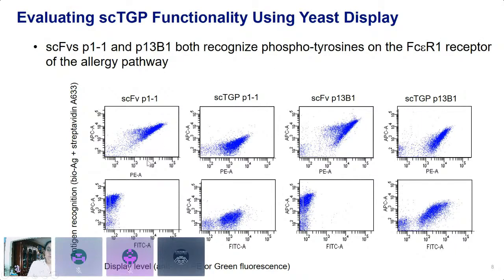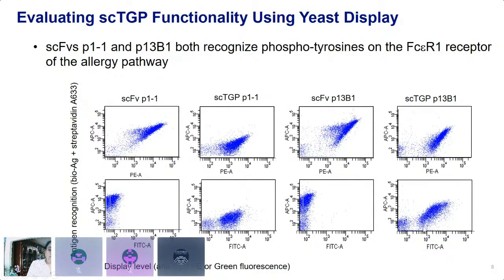The standard method of detecting antibodies is by using an expression tag. In our vector system, we use anti-SV5 antibody labeled with phycoerythrin to detect the expression. As you can see, all these molecules shift to the right to show expression, and the y-axis is the binding, and the shift upward shows binding. The subgroup of yeast that does not display or bind serves as the negative control. So both the antibodies as scTGPs displayed on yeast and bound the antigen, and the amount of binding signal you get depends upon the sequence of the antibody.